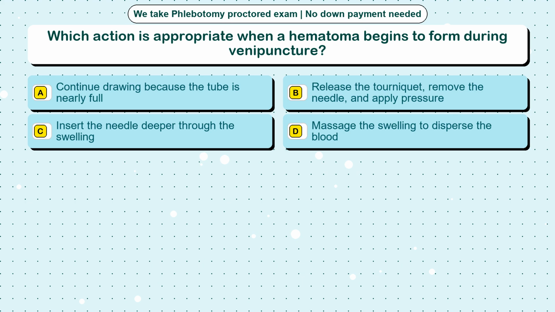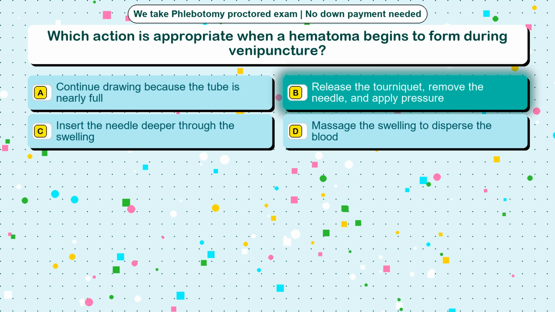Question 79. Which action is appropriate when a hematoma begins to form during venipuncture? Option A. Continue drawing because the tube is nearly full. Option B. Release the tourniquet, remove the needle, and apply pressure. Option C. Insert the needle deeper through the swelling. Option D. Massage the swelling to disperse the blood.